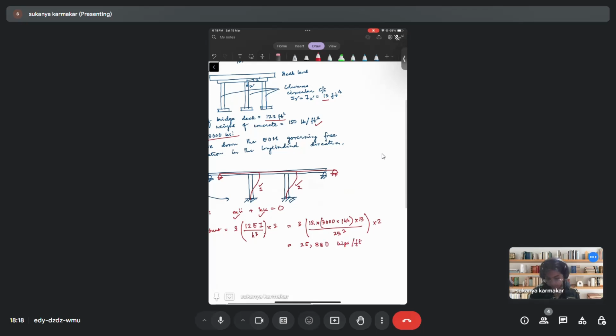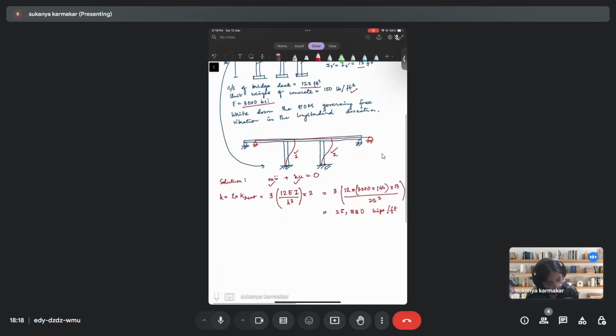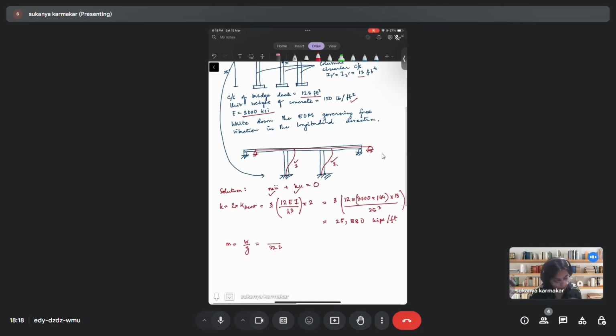kips per feet. And what about mass? Mass will be weight W by G. G is 32.2 in this unit system. I'm giving you the value of G. And what is the total weight? Weight will be 150 pound per feet cube. This is per unit volume.